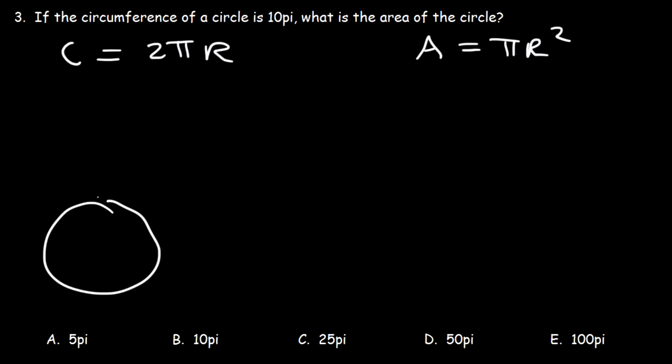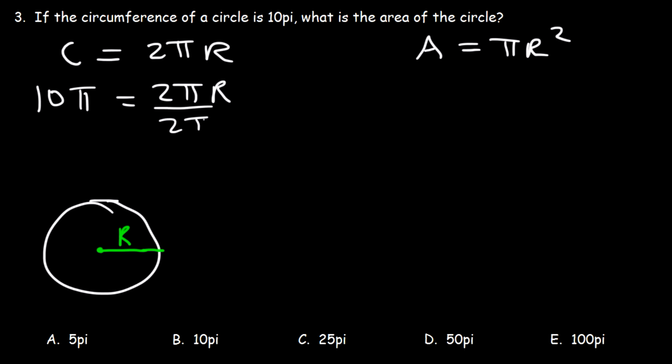Number 3, if the circumference of a circle is 10 pi, what is the area of the circle? So you need to know the formula of the circumference and the area. The circumference is 2 pi r, and the area is pi r squared. So here is a circle, and here is the length of the radius. The radius is the distance between the center of the circle and any point on the circle. The circumference is basically the distance around the circle, or you could think of it as the perimeter of the circle. Now, we're given that the circumference is 10 pi, and what we need to do is find the radius.